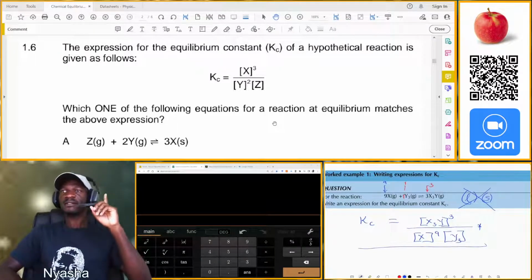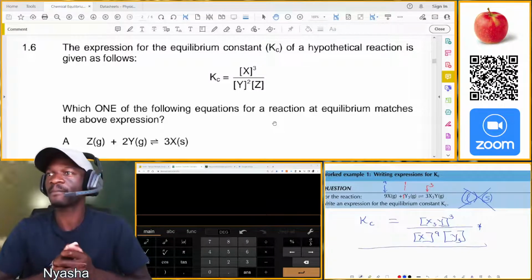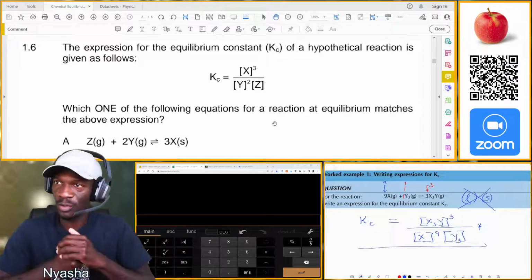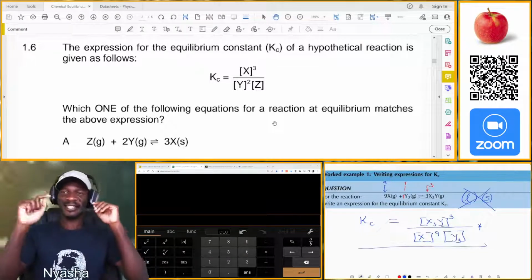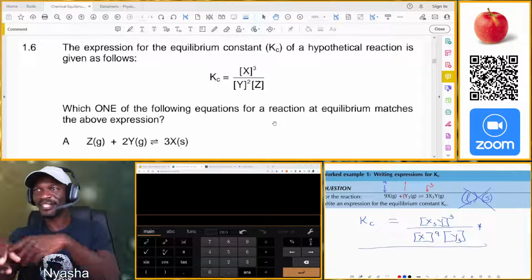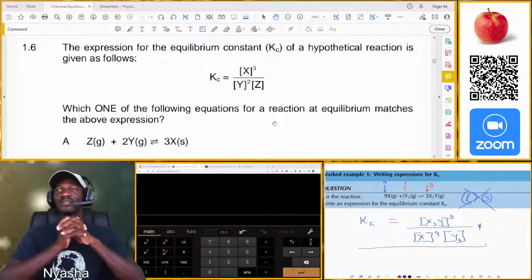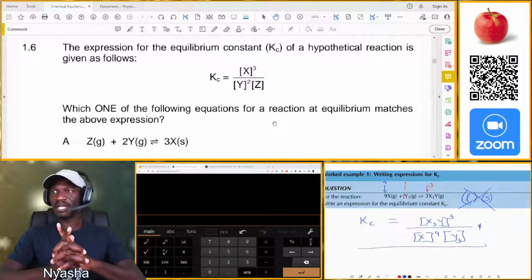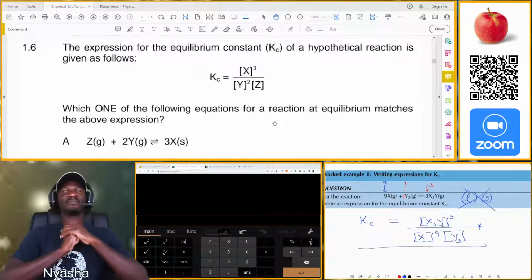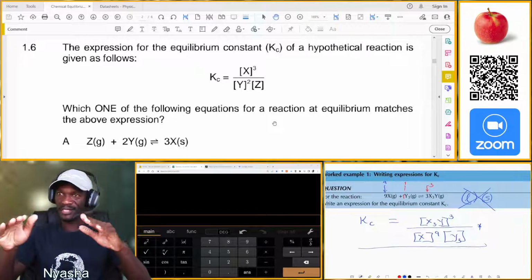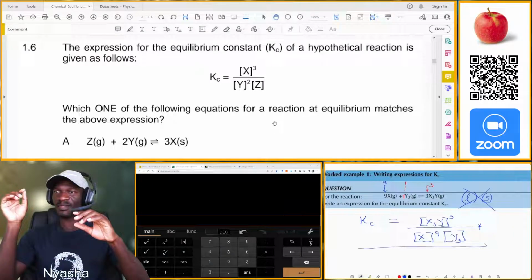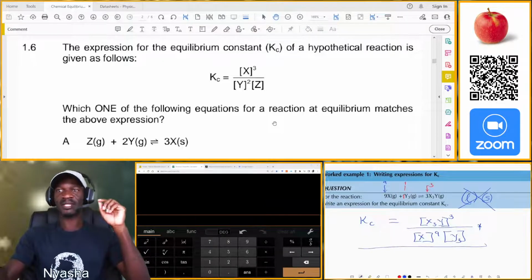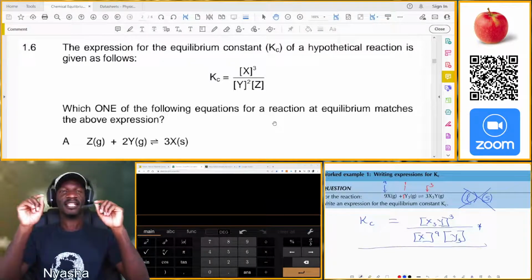The expression for the equilibrium constant Kc of a hypothetical reaction is given as follows. So this is now the reverse. You've got Kc given, and you've got all those. Which one of the following equations for a reaction at equilibrium matches the above expression?